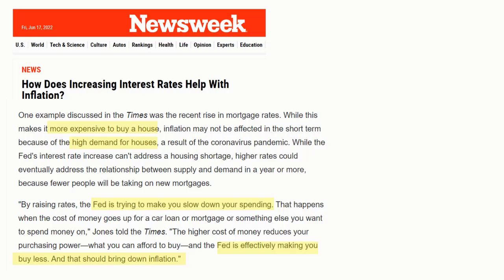But why we're doing this, why this honestly has to happen. By raising rates, the Fed's trying to slow down your spending. That's what they're trying to do. And they're making it effectively to where you have less buying. And so they're thinking by doing this that it should bring down inflation.